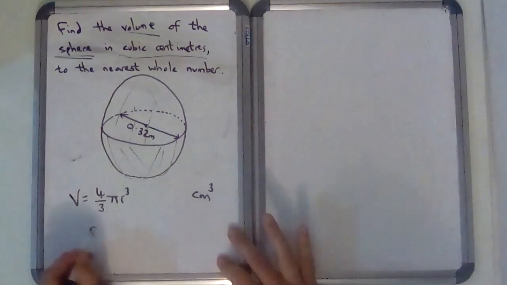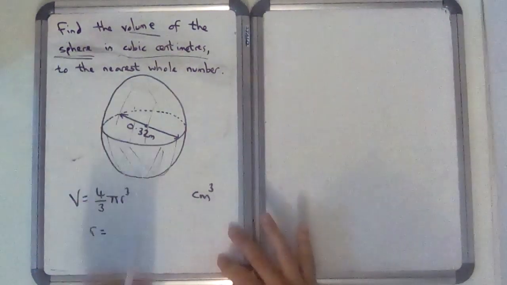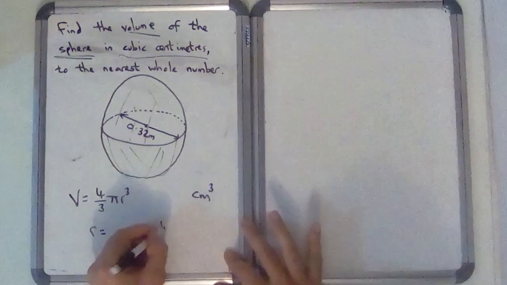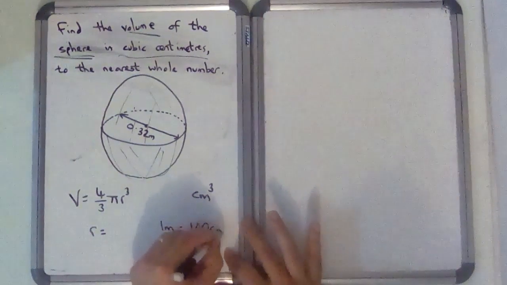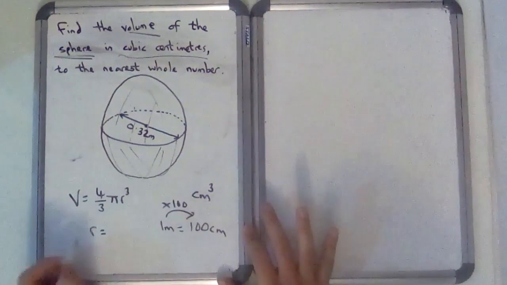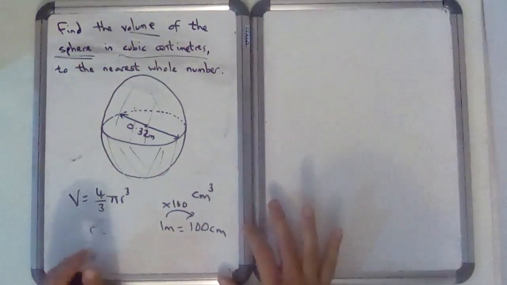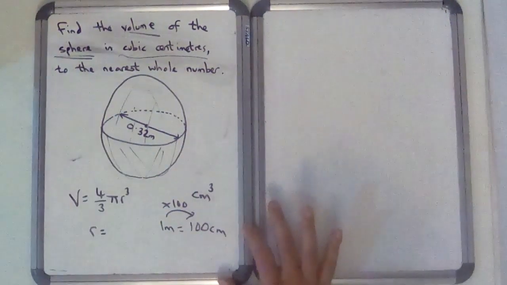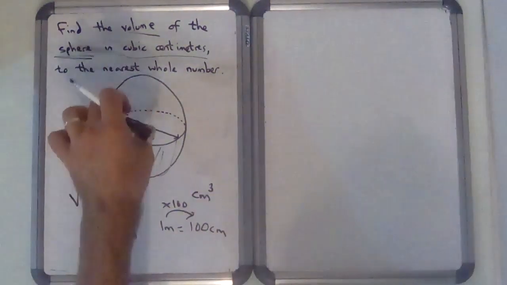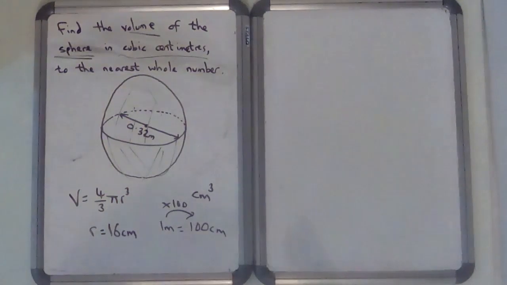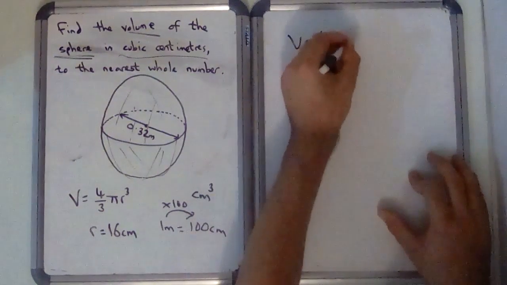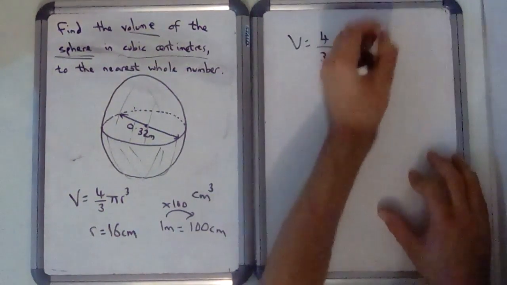So I'm going to say R equals, well, if it's 0.32 meters, you should know that 1 meter equals 100 cm. So to go from meters to centimeters, we times by 100. So R equals, well, it's half of 0.32 times 100, so it's 16 centimeters. So it's half of that, and it's the 0.32 meters expressed in centimeters. So now volume equals 4/3 times pi times 16 cubed.